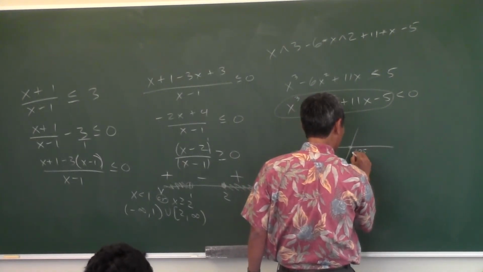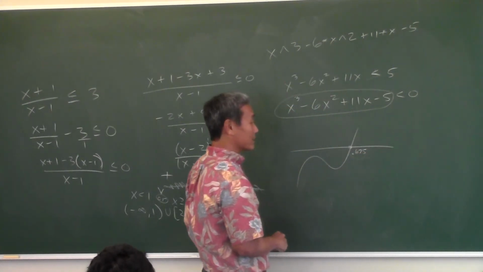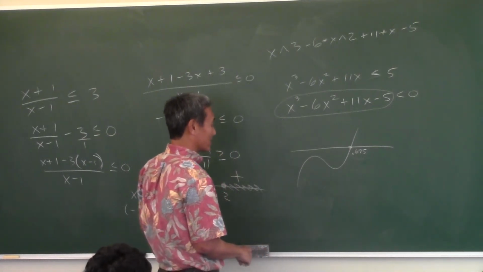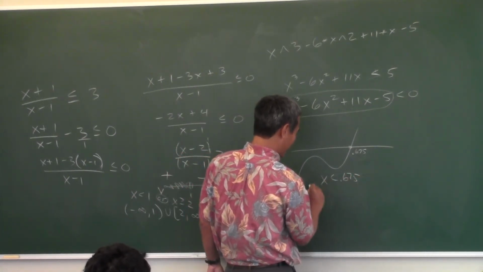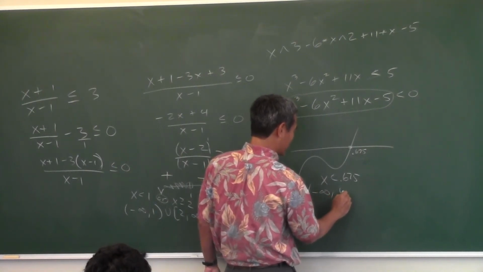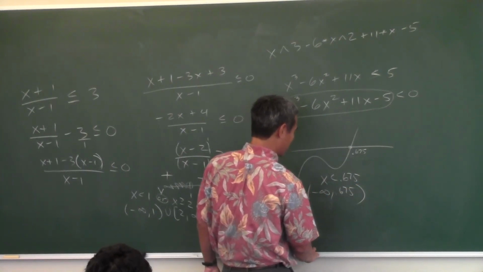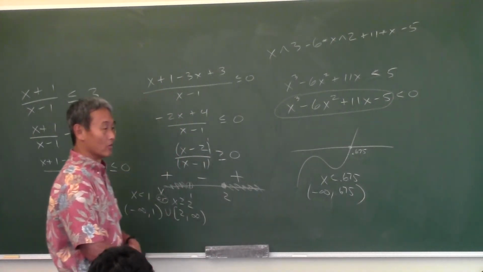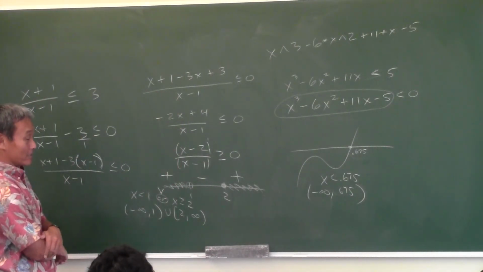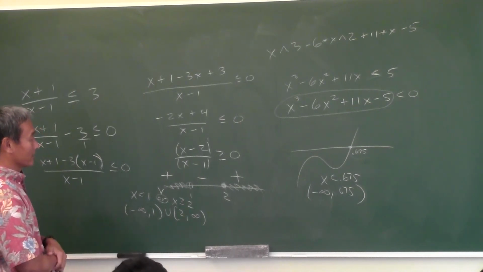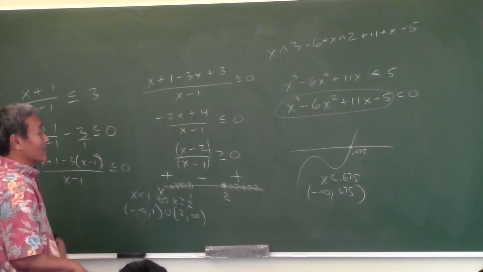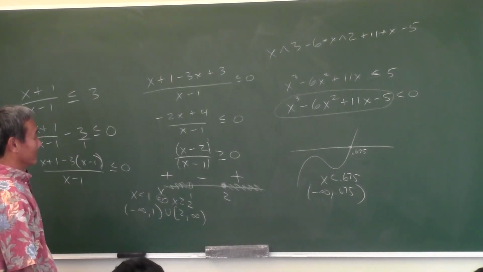Always round to 3 places. So tell me, where is the graph below the x-axis? When x is less than 0.675, or you can write from negative infinity to 0.675. Yeah. And this is an important skill in calculus. You have to be able to solve any equation or inequality on your calculator. It's easy. Just make one side 0, graph it, and look at the graph. Right?